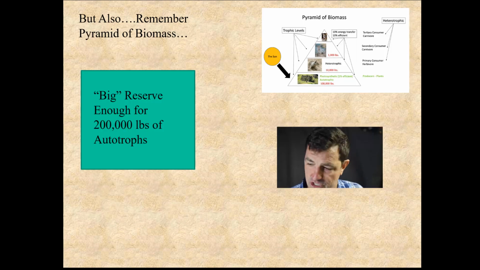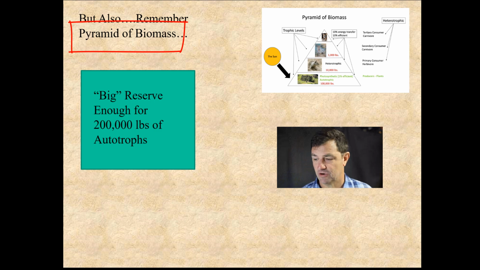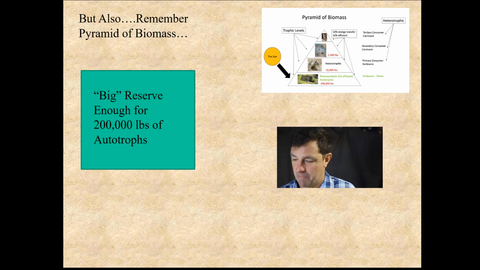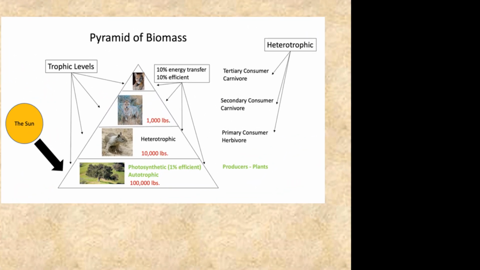But also remember your pyramids of biomass. And so if you had a big reserve, and in this case, let's just pretend it's an area large enough for 200,000 pounds of autotrophs. Well, remember that as you move up in the pyramid of biomass, there's less and less organisms above it because of the second law of thermodynamics. You're always losing energy as you go up.